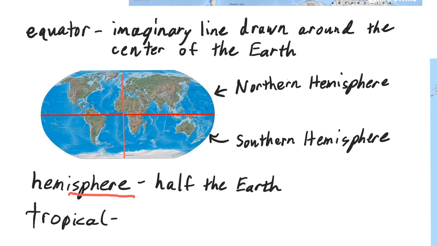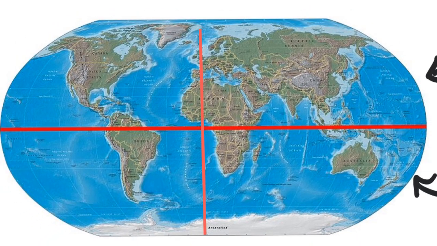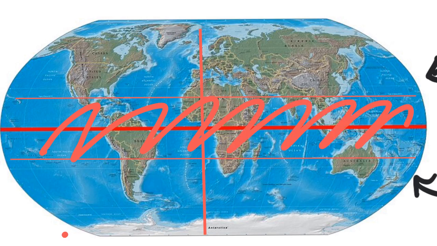And we can use this map to describe one more, which is tropical. The tropics are actually the hot area near the equator. And we can get very specific here. We've got 2 more imaginary lines, Tropic of Cancer, Tropic of Capricorn, and everything in between those is the tropics. The adjective is tropical, so like tropical rainforest, tropical vacation, tropical fruit. They all come from the tropics, which is this area here, where it is almost always hot all year round. Not always, but almost always.